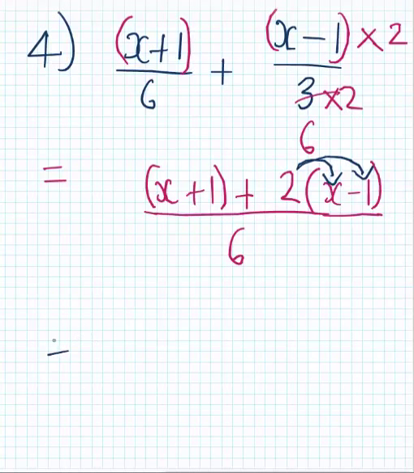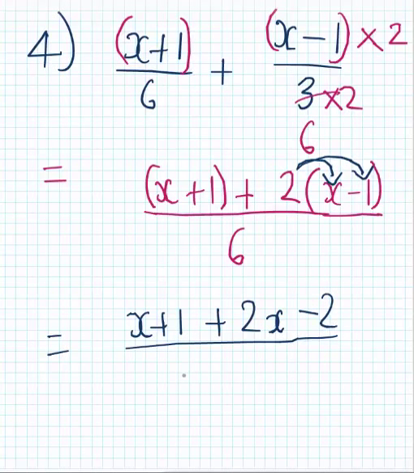So now, for this x plus 1, the brackets don't have to be there anymore. We just have x plus 1. There's nothing on the outside to multiply it with. Plus, well, 2 times x is 2x. And 2 times minus 1 is minus 2, over 6.